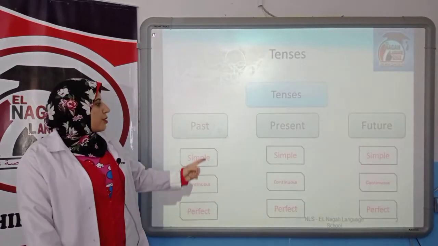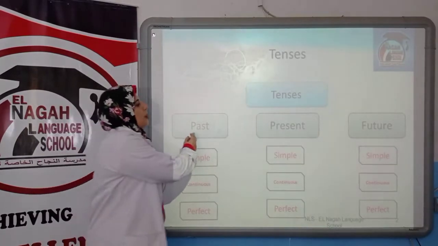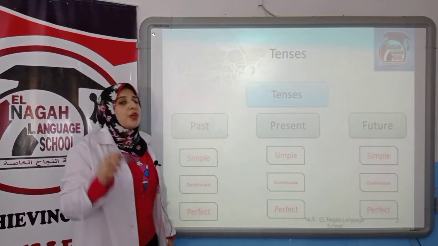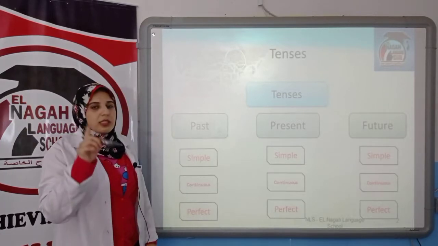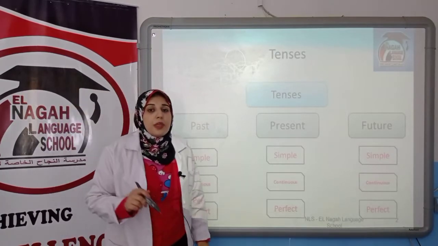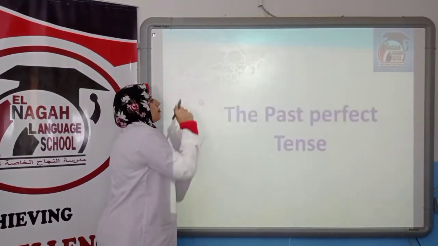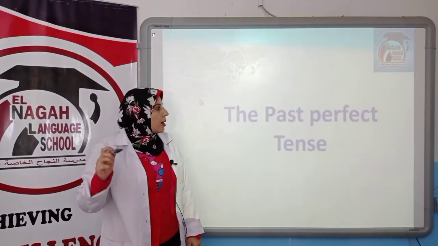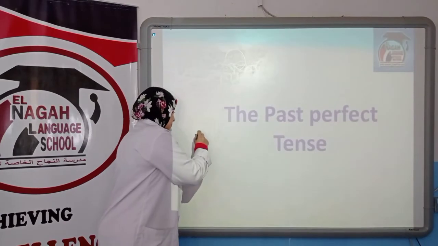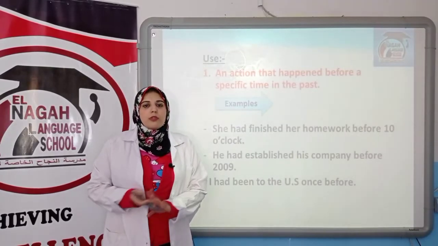As you know, there are three main verb tenses in English: past, present, and future. They are divided into four aspects: simple, continuous, perfect, and perfect continuous. Today we're going to talk about the past perfect tense. Do you know when we use it?